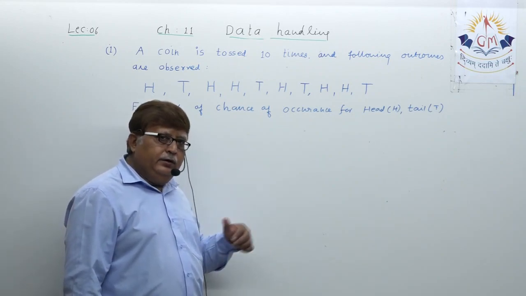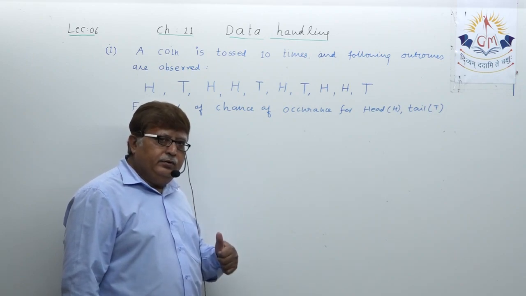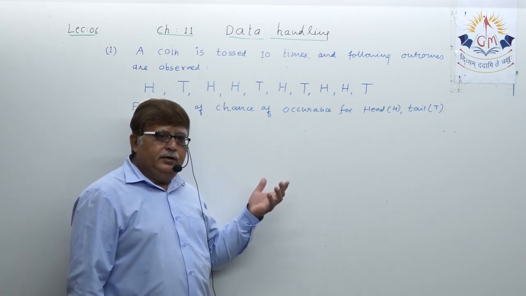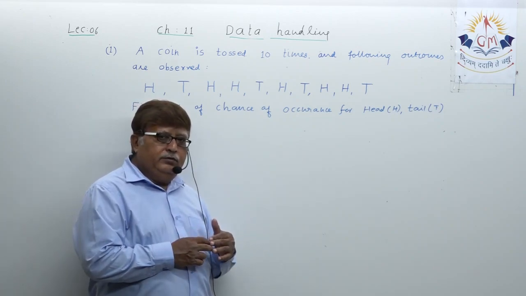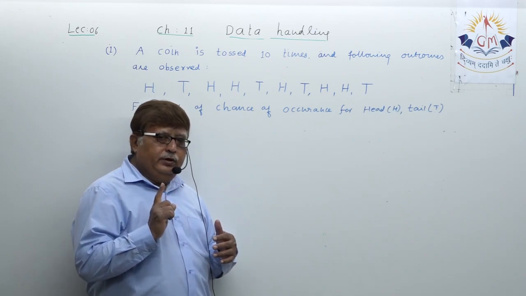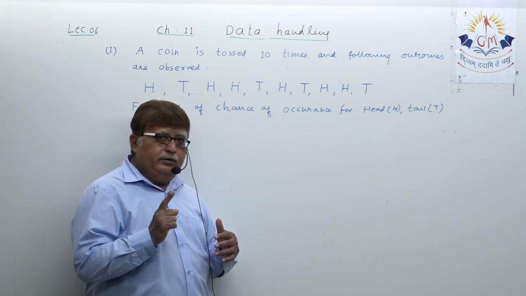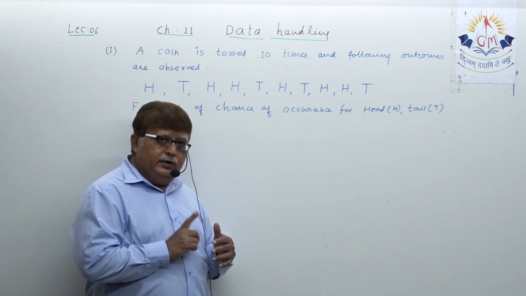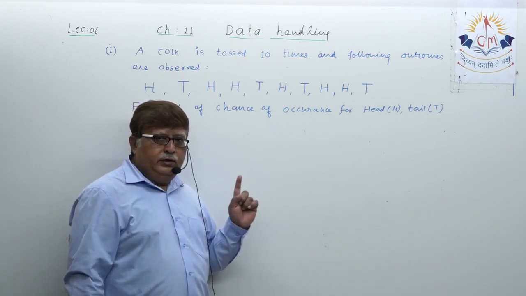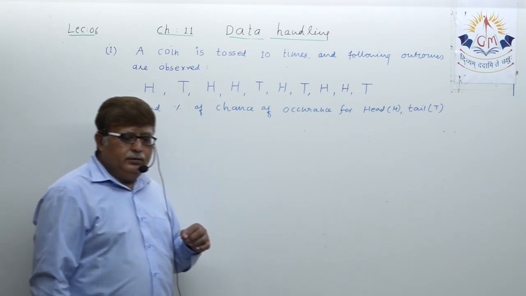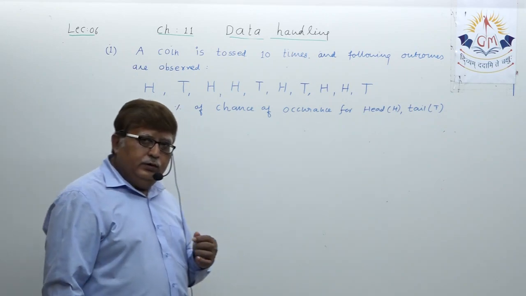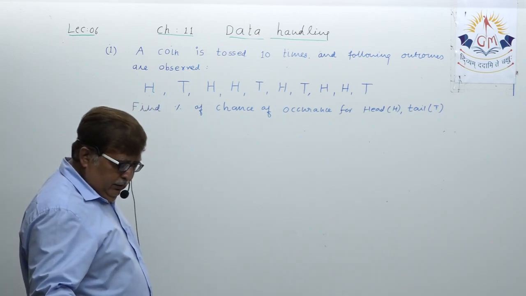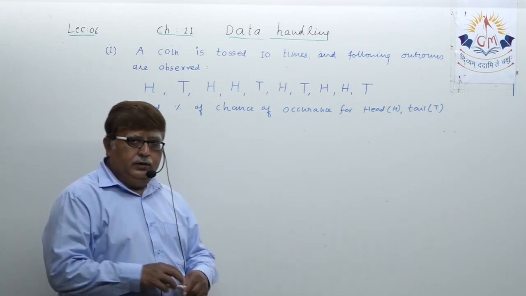But in a test it may happen that I may give you a question in which I mention that prepare frequency distribution, understand? And then find percentage of chance of occurrence. Okay, how can we solve this particular example?